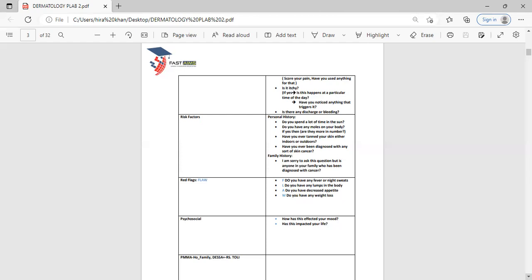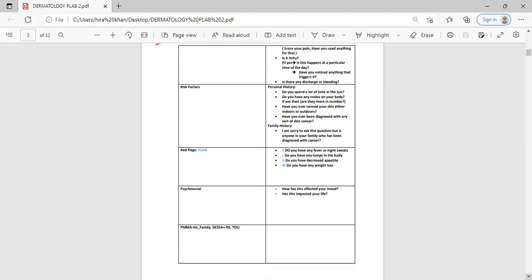Like, for example, has he been exposed to the sun? Has there been a large number of moles present? If a large number of moles are present, how many are they? Are they abundant? And then ask, have you ever tanned your skin either indoors or outdoors? Or have you ever been diagnosed with any sort of cancer? And then comes the family history. Then the red flags, same. Do you have fever or night sweats? Have you noticed any lumps or bumps in your body? Do you have decreased appetite? And do you have any weight loss?